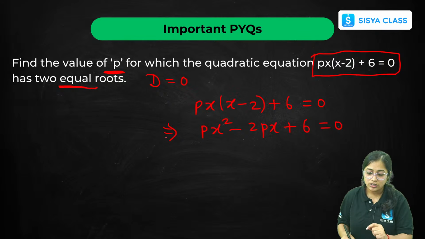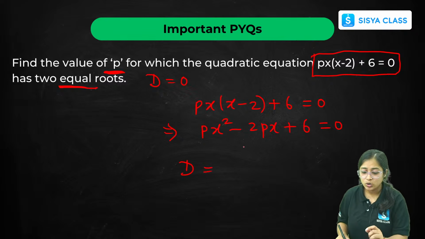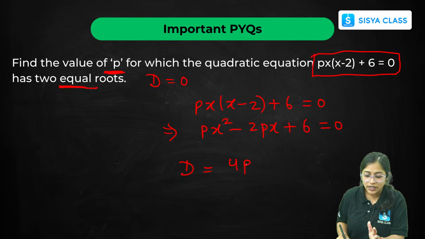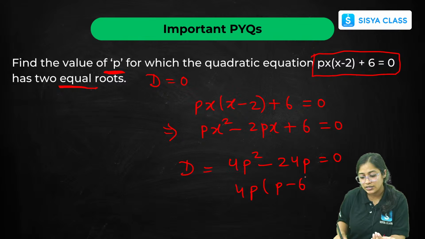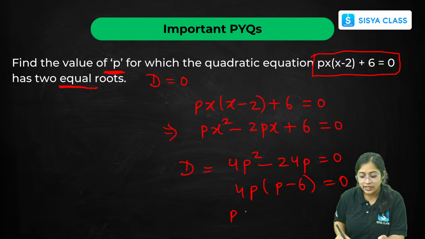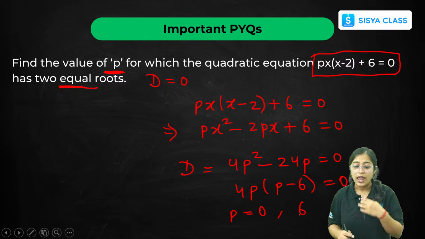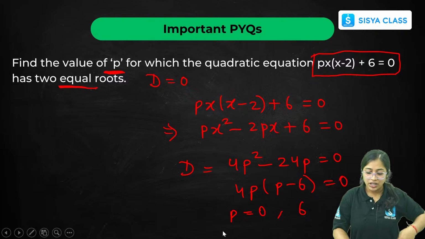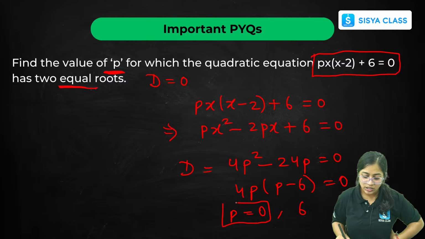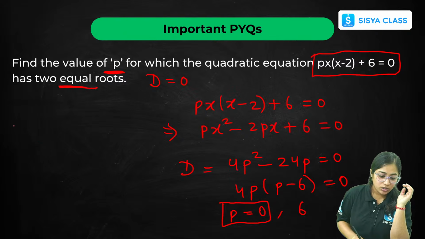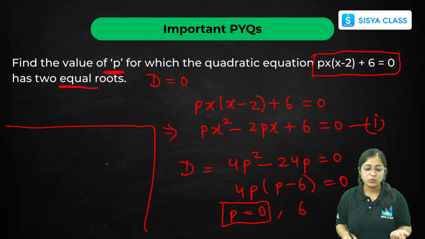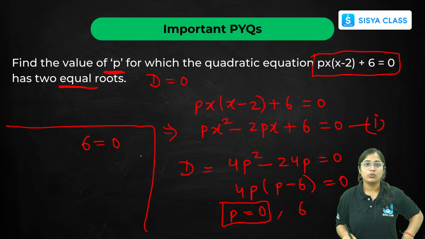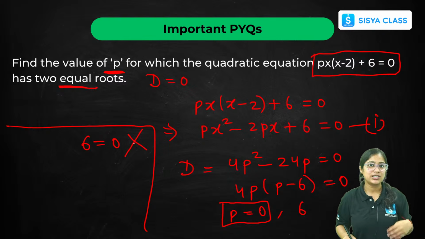So from here, what is the value of D we will get? It is b square, that is 4p square, minus 4ac, that is 24p, equal to 0. From here take 4p common, so you will get p minus 6 equal to 0. So the value of p you are getting is 0 and 6, right? Now in this equation, if I substitute p equal to 0, what will I get? After substituting p equal to 0 in equation number 1, I will get 6 equal to 0, right? But this is an impossible condition, 6 cannot be 0.